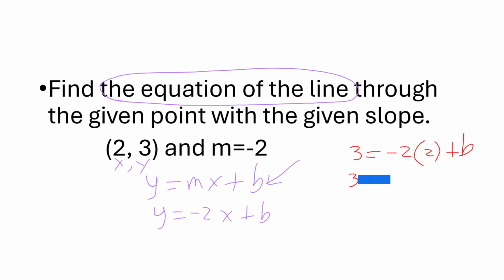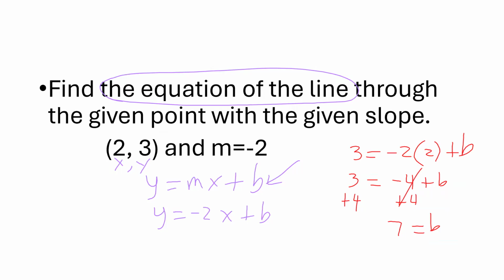So 3 equals -2 times 2. Negative times positive is negative, plus b. Remember, I'm trying to solve for b, so the -4 has to go away. So I add 4, and then I add 4. So 3 plus 4 is 7 equals b. So my b is 7.